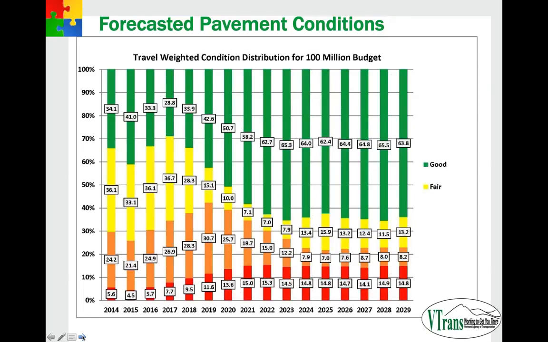The weighted condition piece just talks about weighting the volume, traffic volumes on certain roads. And our performance metric here is to attain 70% good and fair roads. And you can see that we're attaining that metric now. We're just over 70% right now. And based on a $100 million budget being applied consistently on an annual basis, you can see that we can maintain that target. It slips from us a little bit, but then we get it back and can hold it for a period of time. Next slide, please.